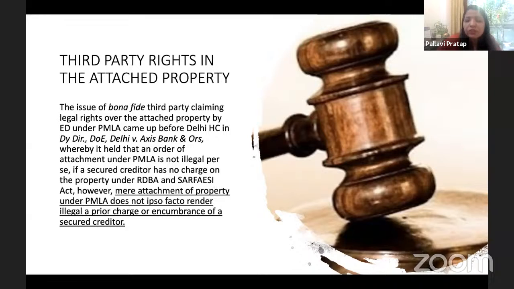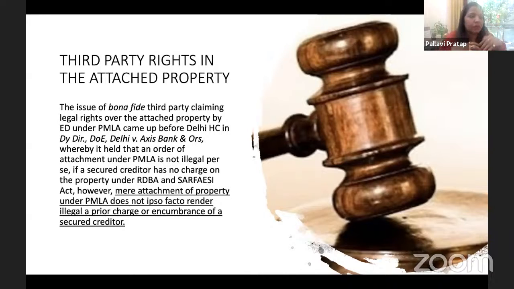If a secured creditor has no charge on the property under the RDBA and SARFAESI Act, however, mere attachment of property under PMLA does not ipso facto render illegal a prior charge or encumbrance of a secured creditor. Now here, what is also of importance to note is that when you're creating a specific charge, so many times a charge remains unregistered.